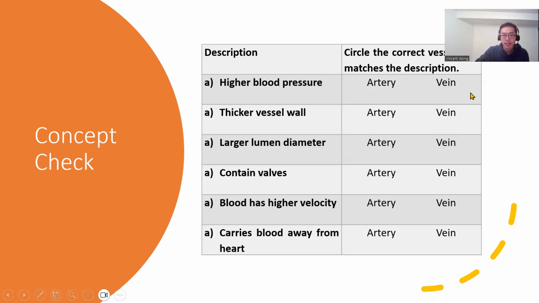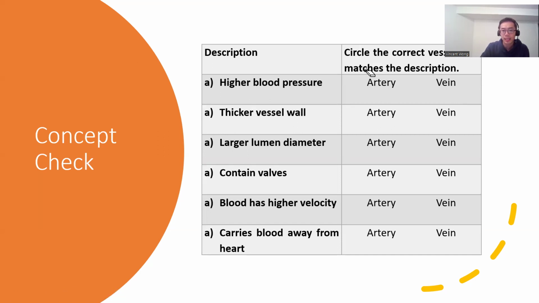All right, let's do this one together. High blood pressure. Is it artery or vein? Well, artery is closer to the heart. It's going to have higher pressure. Because of the high pressure, it needs to have thicker walls to withstand them. Otherwise, it will burst.